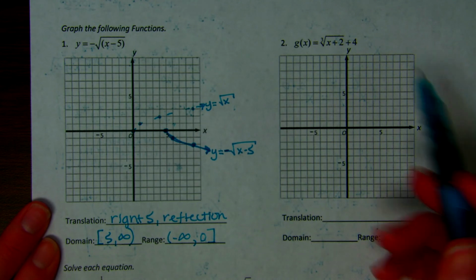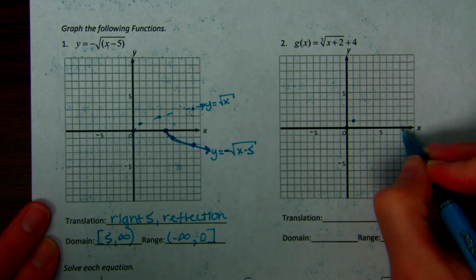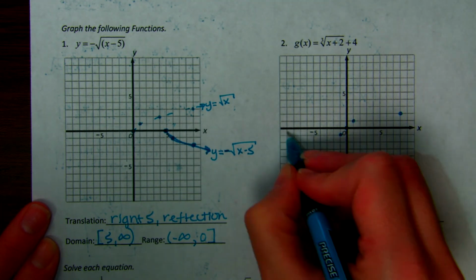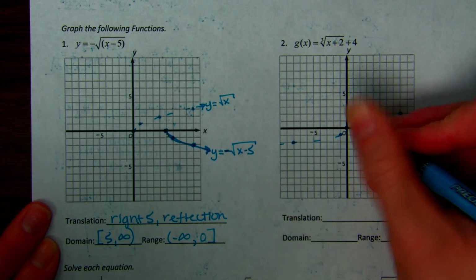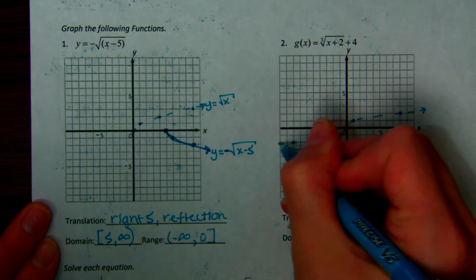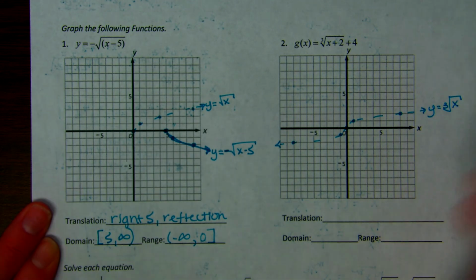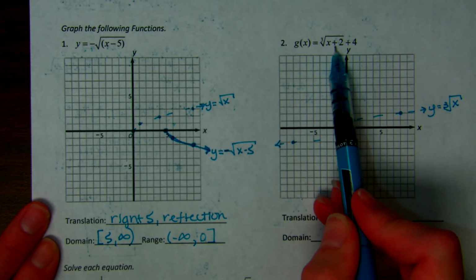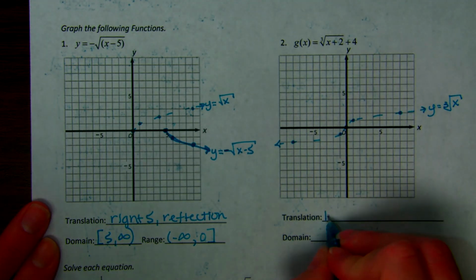All right, number 2 is a cube root function. That usually goes through the points (0, 0), (1, 1), and (8, 2). Also (-1, -1), and (-8, -2). This is our parent function right here. This one has moved to the left 2 and up 4.